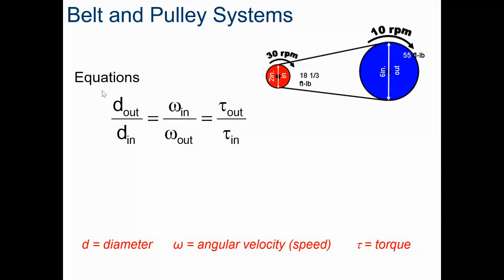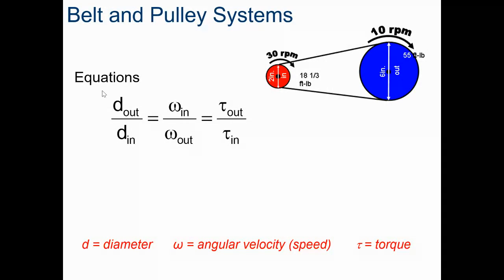So instead of having tooth count as an option, we can't do the number of teeth of the output over number of teeth of the input like we did with the gears, because we don't have any teeth. So that takes out one of our options. We only really have three things to look at. We have the diameters of the two pulleys that we're looking at, and we also have the angular speed and we have the torque. That's what we're going to be looking at.